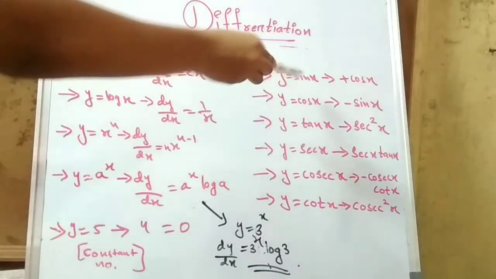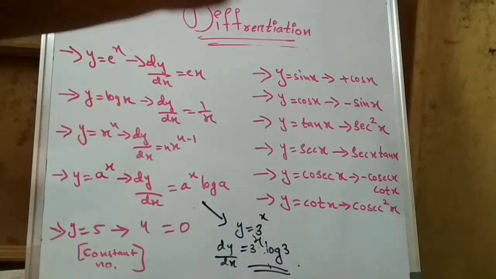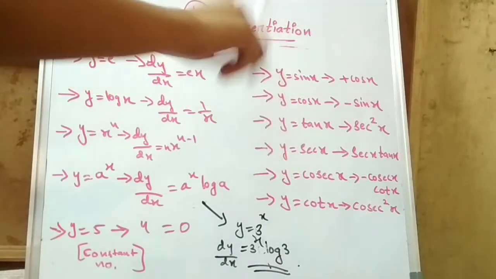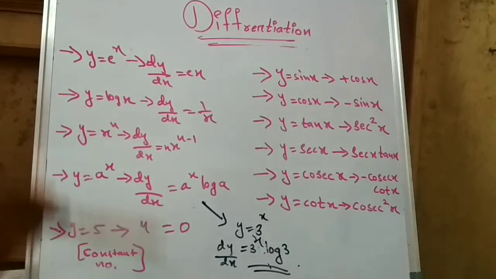Suppose y is equal to sin x. I have not written dy by dx due to lack of space, but remember, after the arrow mark it means dy by dx. When y is sin x, dy by dx will be plus cos x. When y is cos x, dy by dx will be minus sin x.